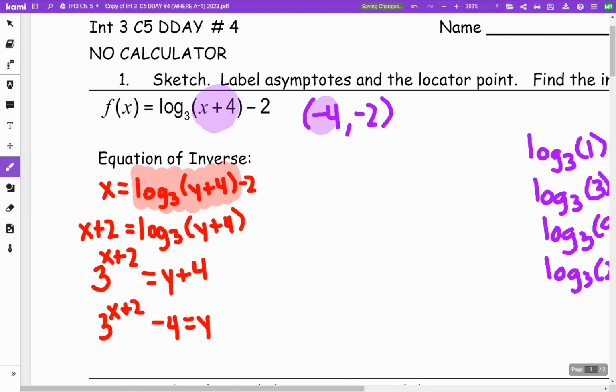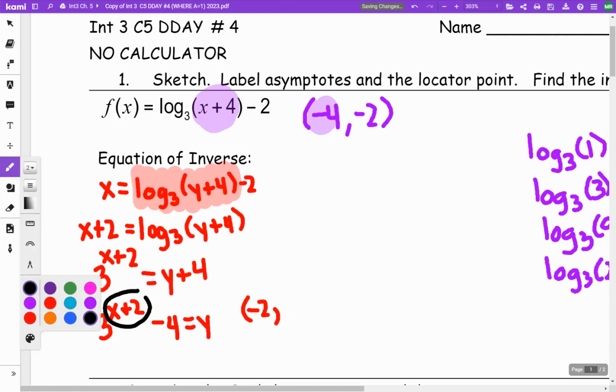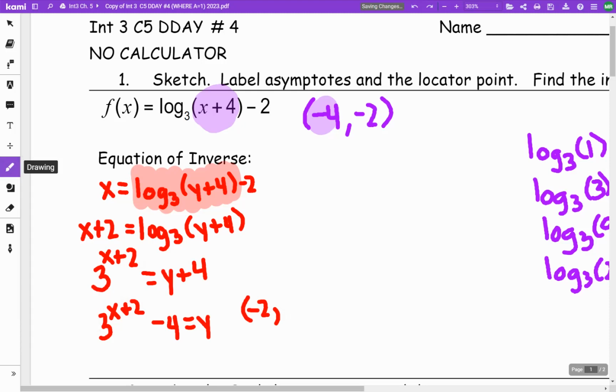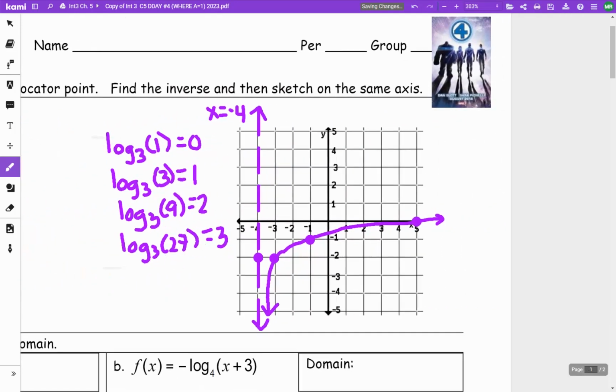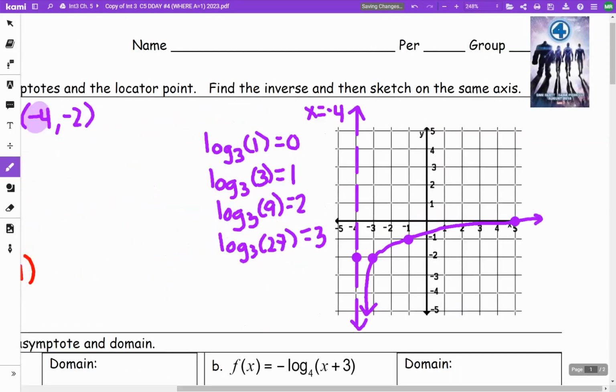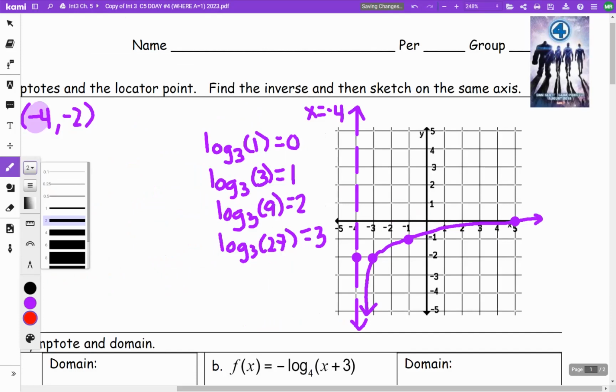That is our exponential equation. Our locator point has an x of -2 because that's what makes my exponent 0, and -4 because that drops my graph down 4. So -2 comma -4. Let me go to -2, -4, and go right there.